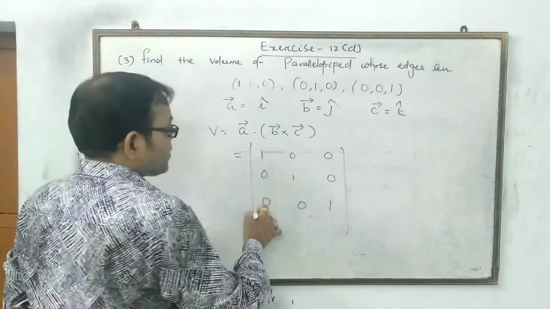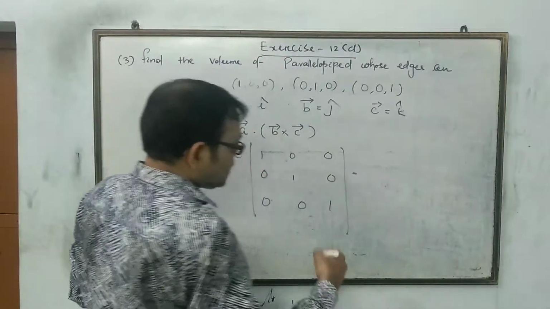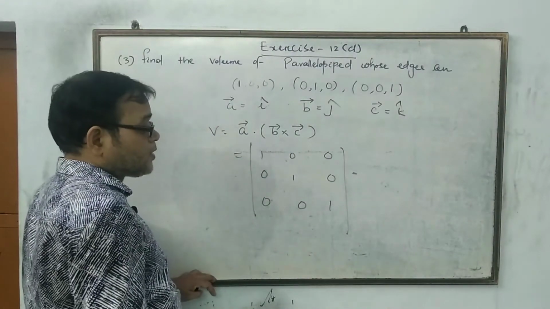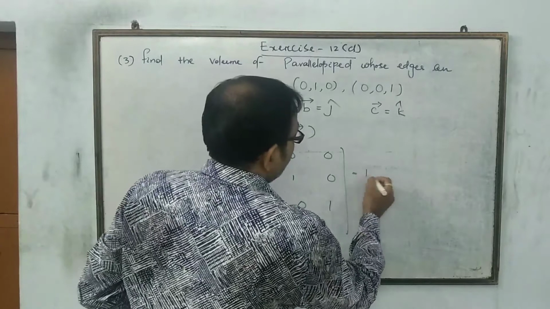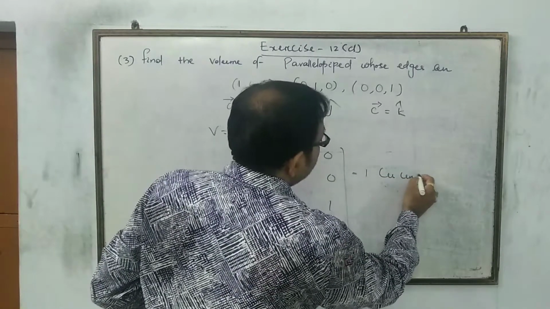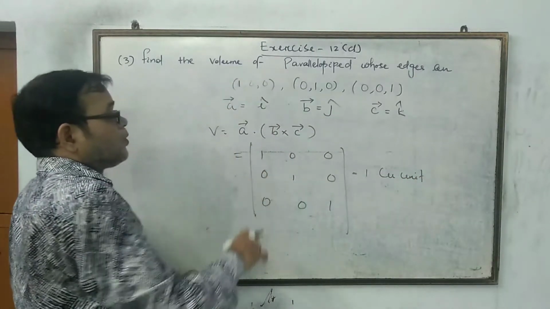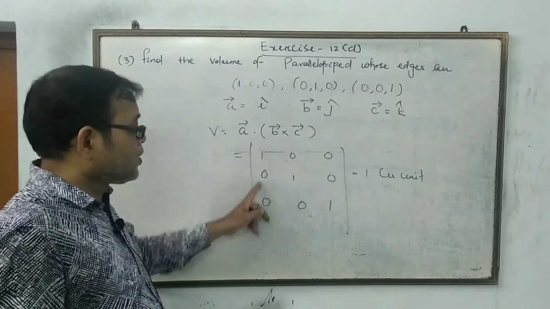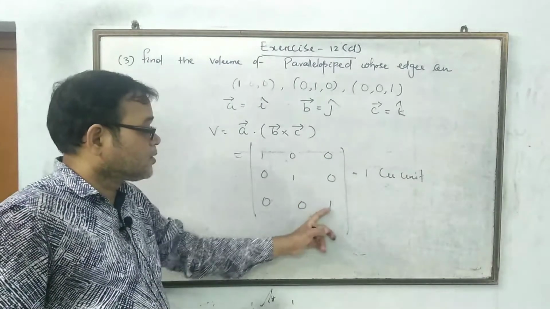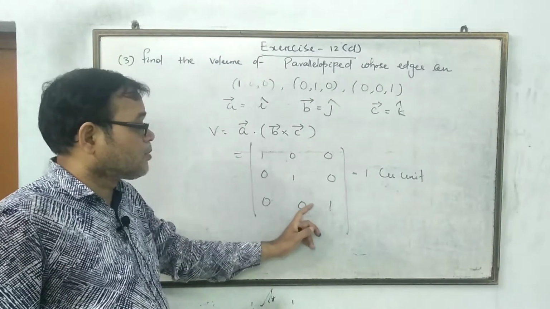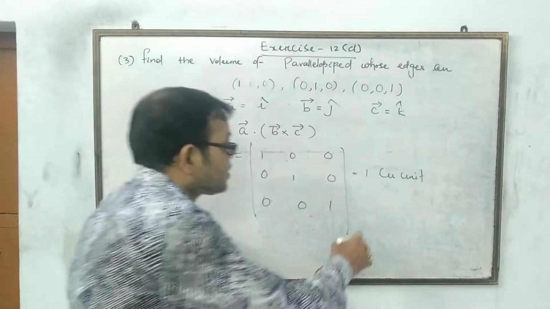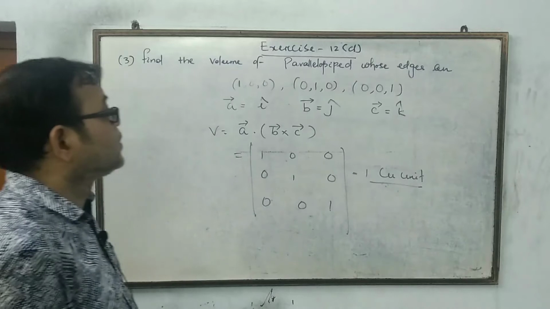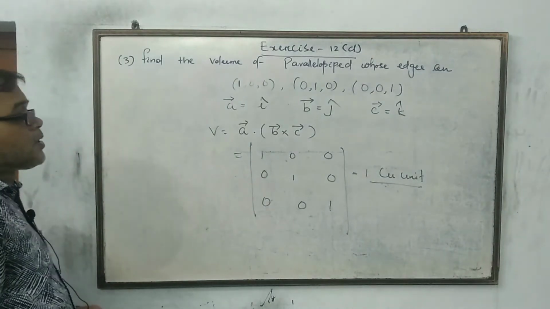If we expand the determinant, its value will be 1 cubic unit. Because of 1, 0, 0, if you take only 1, then you take these two. So 1 into 1, 1 minus 0, it is 1. 1 into 1 is 1 cubic unit. Answer. Noted? Question number 3 is over.